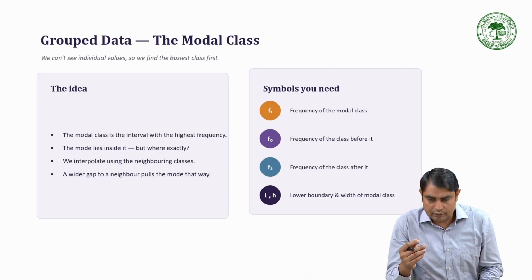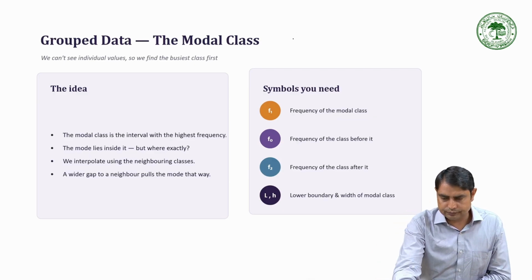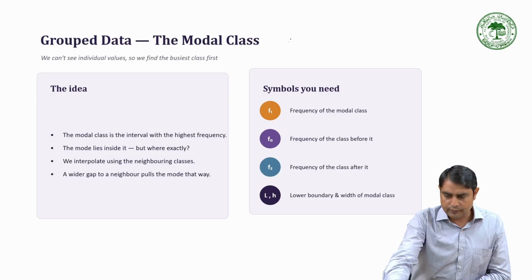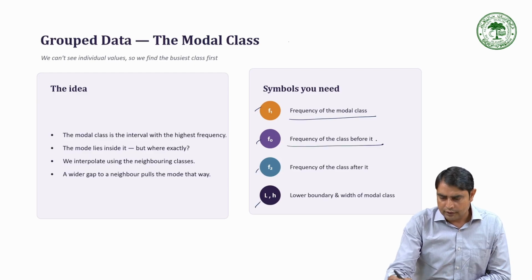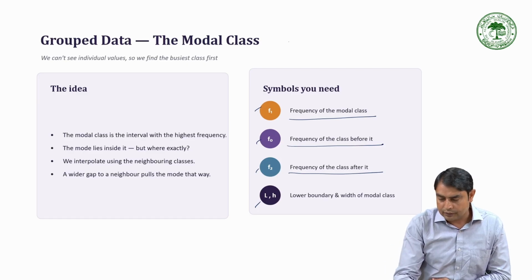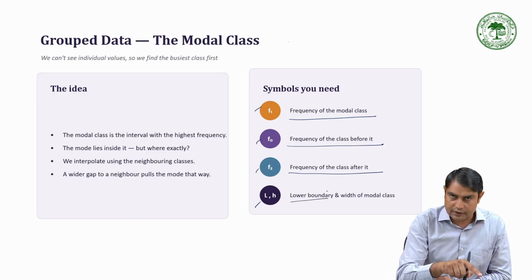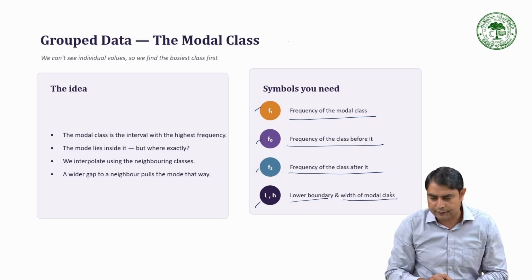The formula is like this: mode is equal to... these are the inputs of my formula. f1 is the frequency of the modal class, f0 is the frequency of the previous class, f2 is the frequency of the succeeding class, l is the lower boundary as in the case of the median, and h is the width of the class as in the case of the median, right?